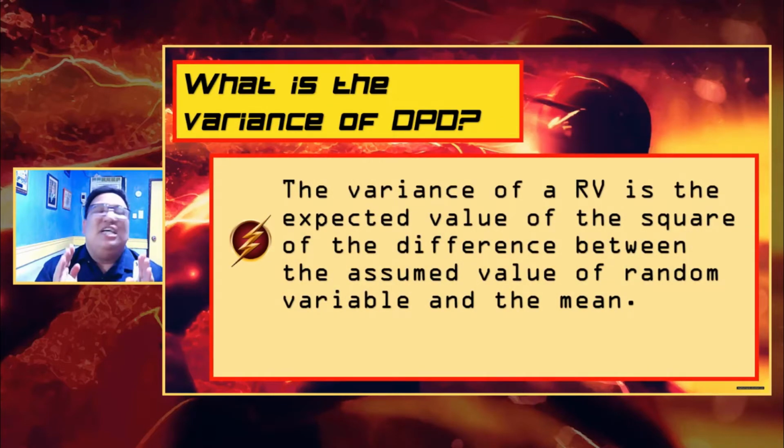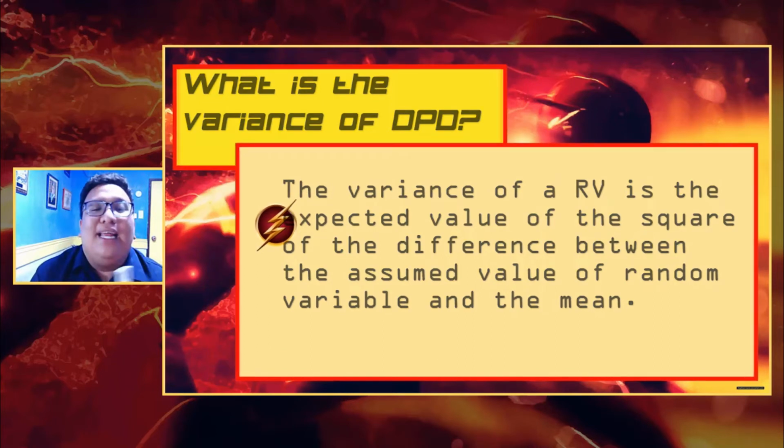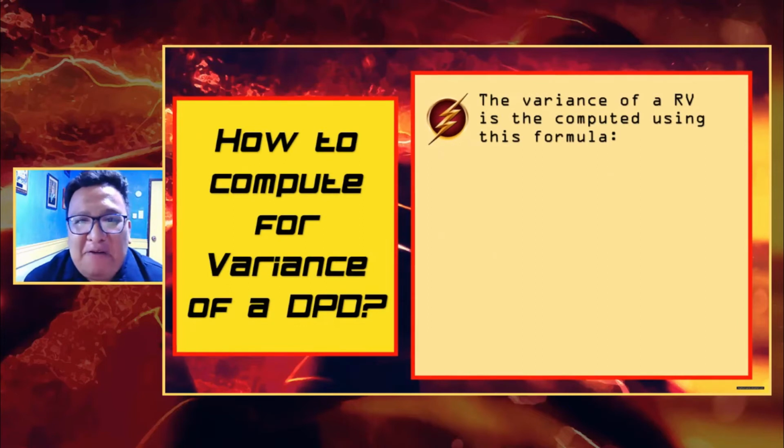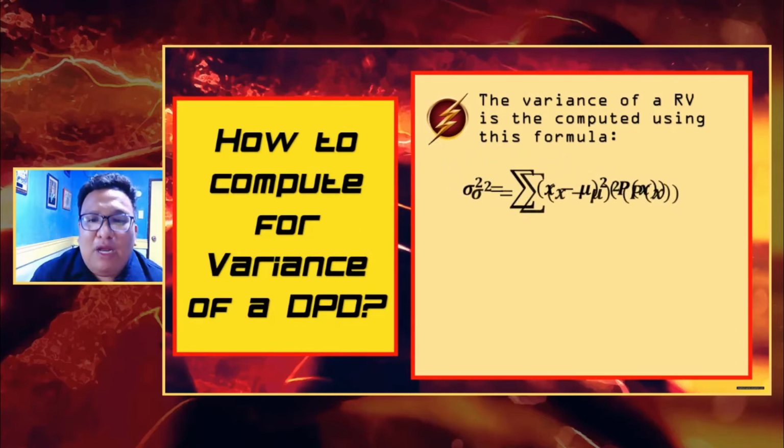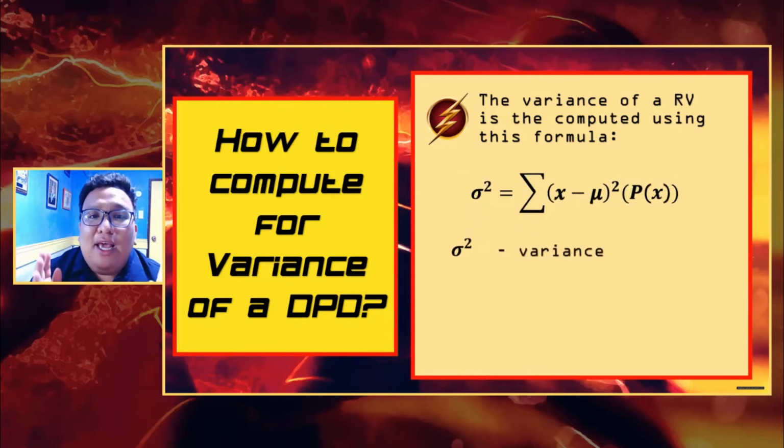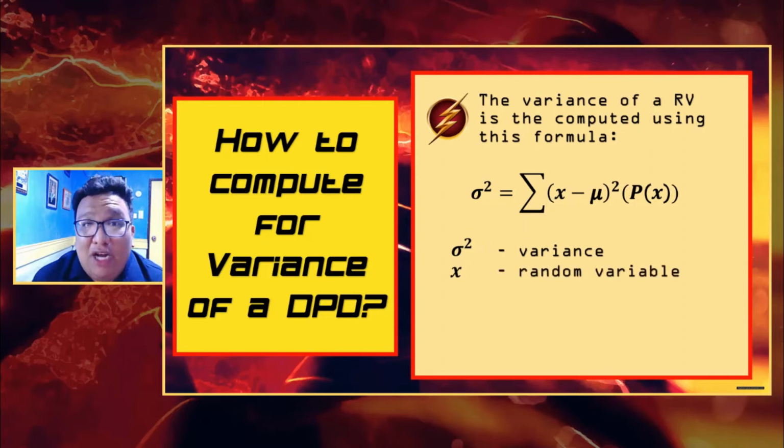It is the expected value of the square of the difference between the assumed value of the random variable and the mean. Also, it can be computed using this formula. As you can see in the formula, we have so many elements, namely this symbol as the variance, and then we have x as our random variable or our outcome, and then we have the mean of the random variable.